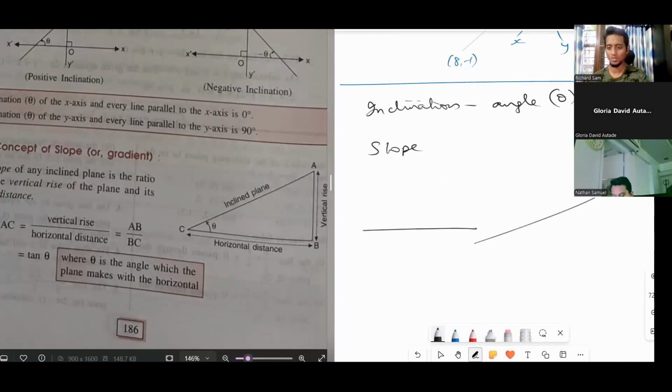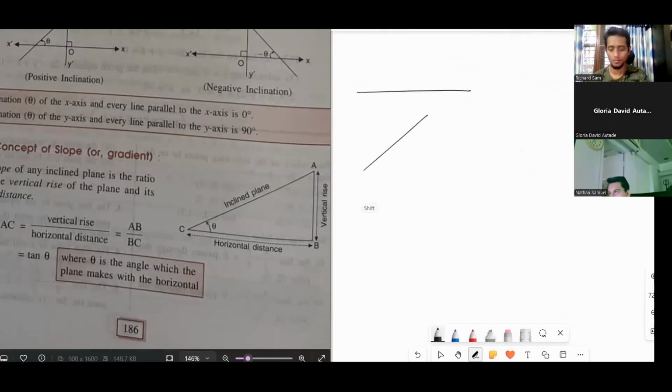Okay, let's look at three slopes. For this line, what is theta and what is slope? Theta is 0 degrees, slope is 0. Here theta is say 45 degrees. What is the slope? 1. Here theta is 90 degrees. What's the slope? Infinity. Do you remember any values in trigonometry that you learned last year where you have these numbers?